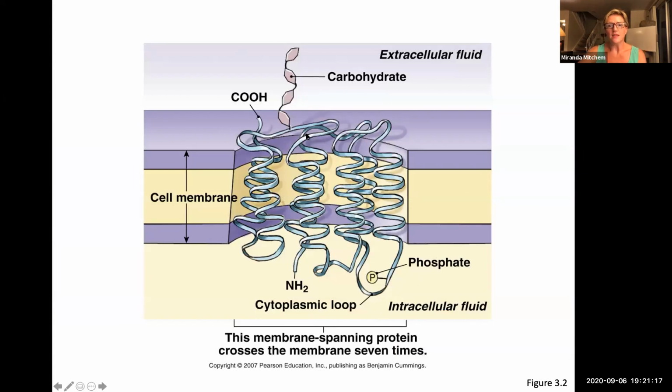So this is looking at that 7-membrane protein a little bit closer. Every protein has a carboxyl terminus and an amino terminus, and then it goes across 7 times. There are regions of this protein that interact with the hydrophobic regions of the membrane, as well as with the hydrophilic regions of the membrane. So this is a major class of proteins that is found in the cell membrane.